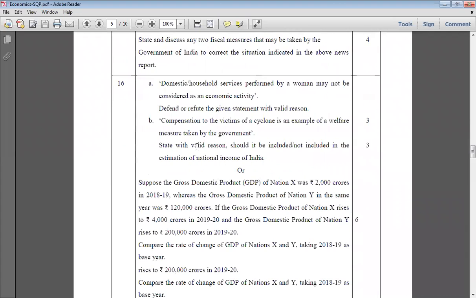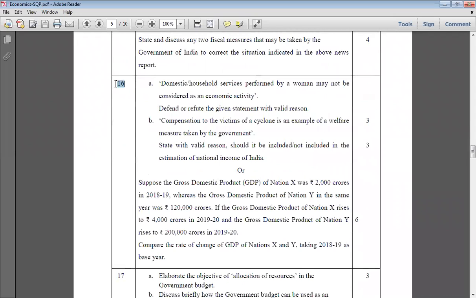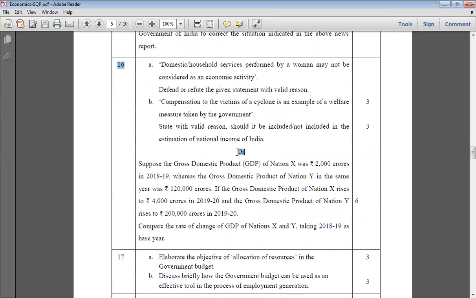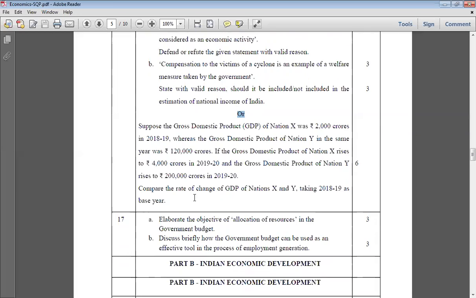Then let us go for 16 marks. This is your detailed answer part, the long answer. There will be 2 6-mark questions. Among the two, for either one you will get an either-or choice. So for question number 16, they have given you two either-or choice questions.